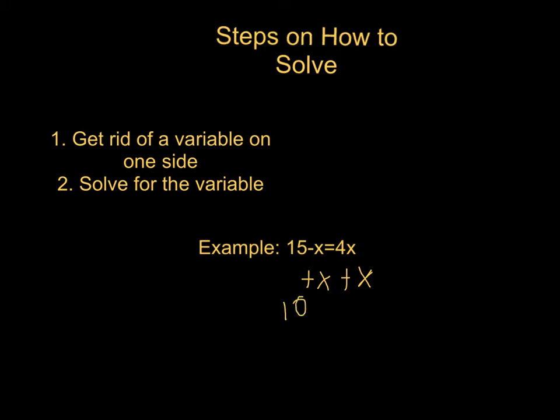Use inverse operations because this is minus x, so you would add the x. Then when you have 15 equals 5x, in order to get the x alone, you would divide 5 from the x and also from 15. So your final answer would be 3 equals x.